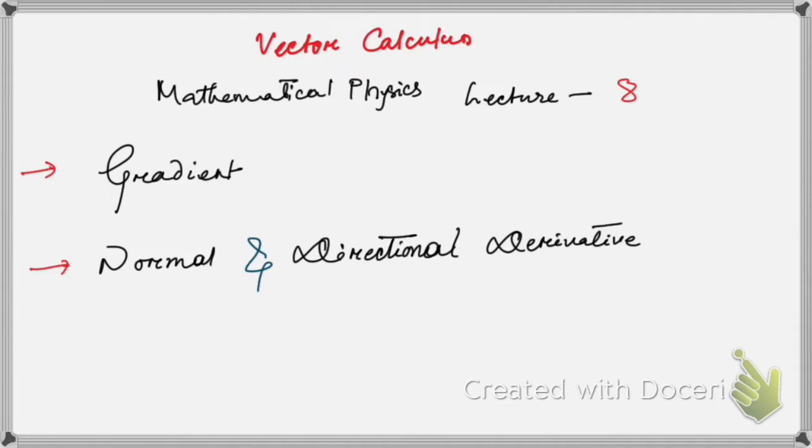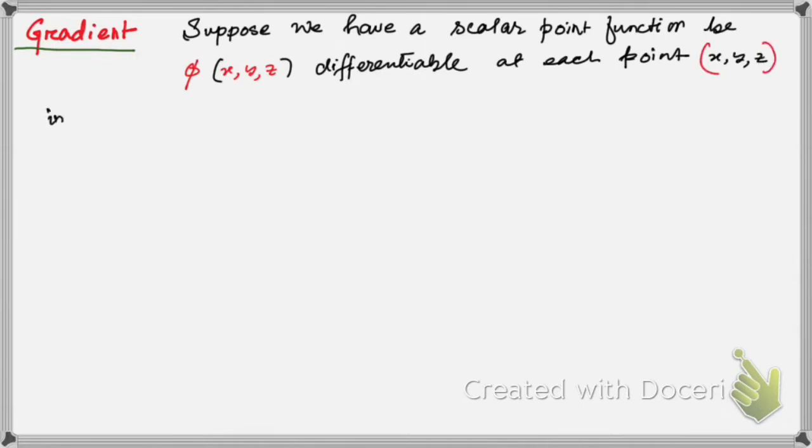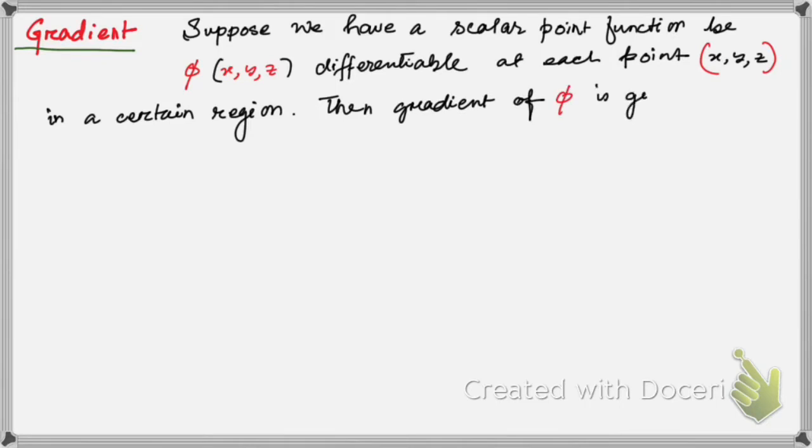Okay, so let's start. Now gradient, what do you mean by gradient? Suppose we have a scalar point function, phi, which is a function of x, y and z, differentiable at each point x, y, z in a certain region in space. Then the gradient of phi is given by grad phi, or it is represented by the symbol nabla. This nabla symbol, this is called nabla, right?